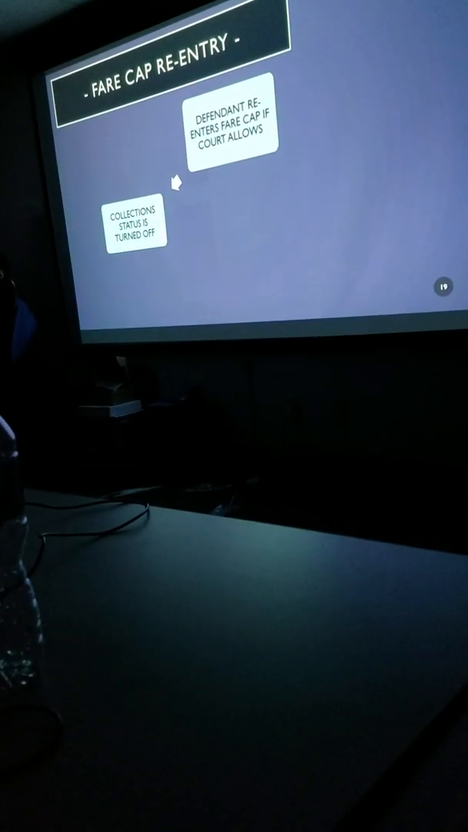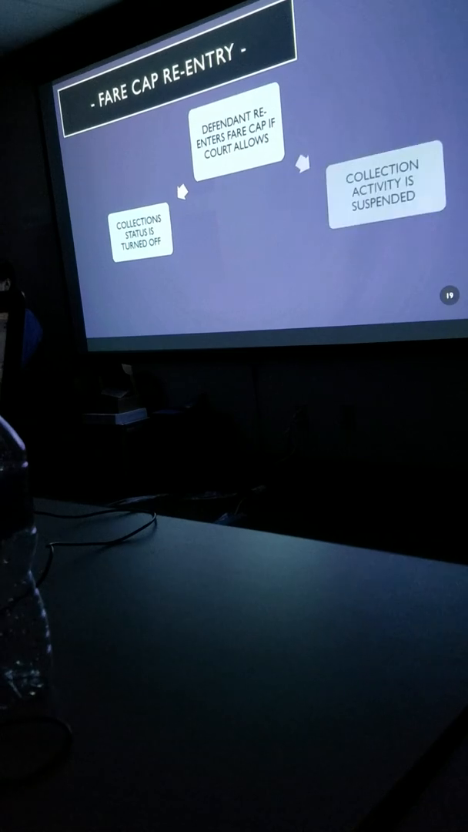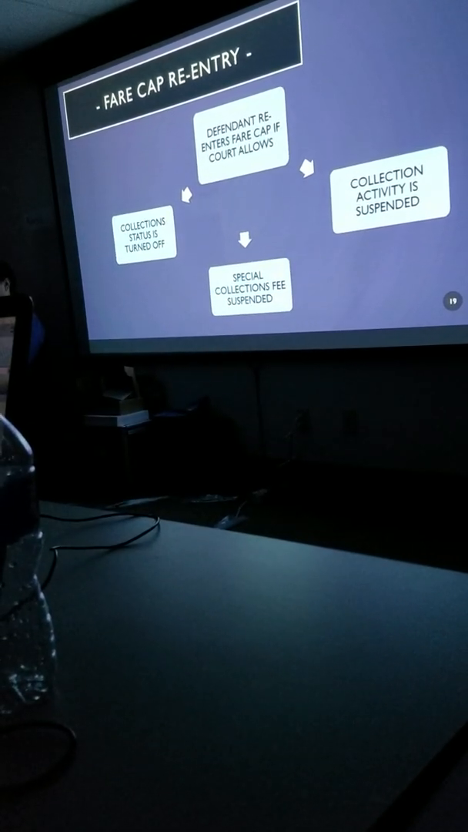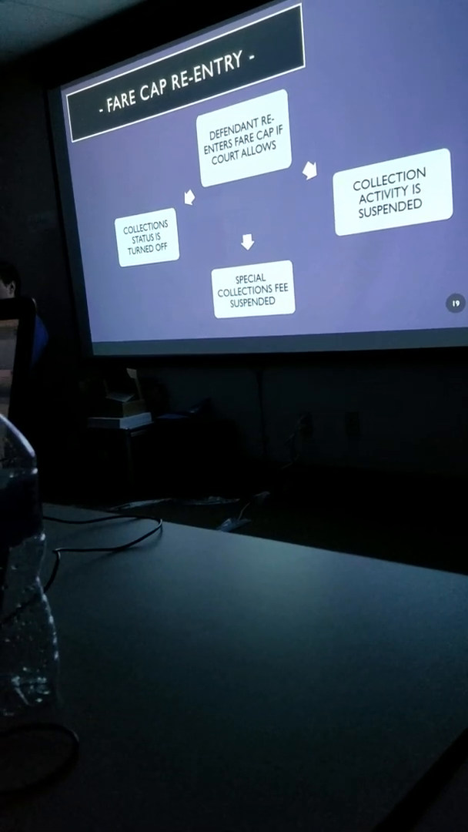Now, what if the judge decides to give the defendant a second chance at fair cap? The clerk would just need to follow the same steps as before to re-enter a new fair cap contract. The collection status will be turned back off. Collection activity is suspended again. And the special collection fee is suspended again.